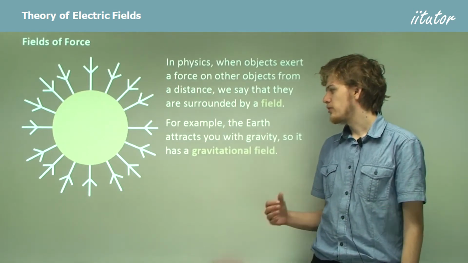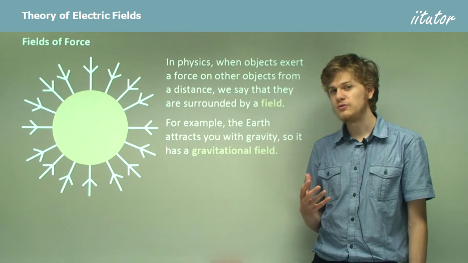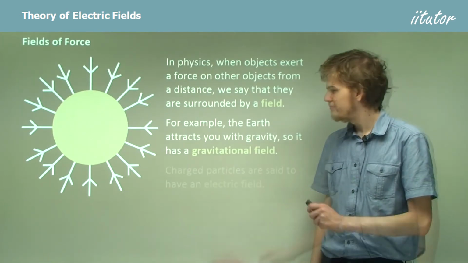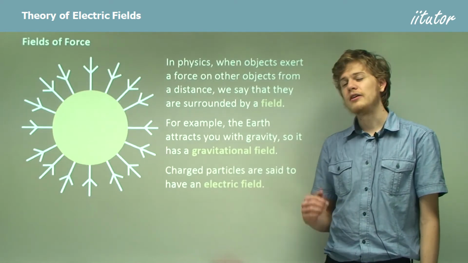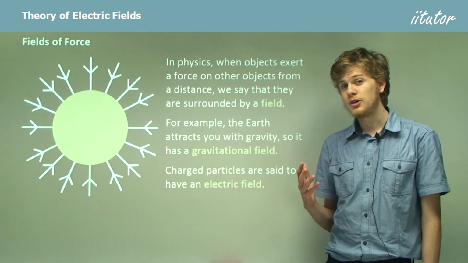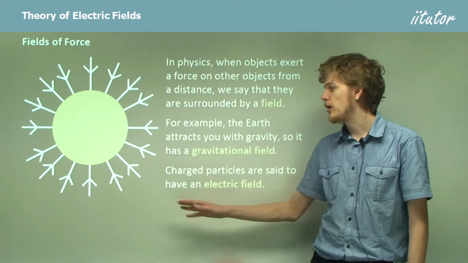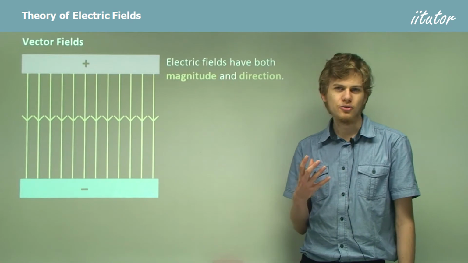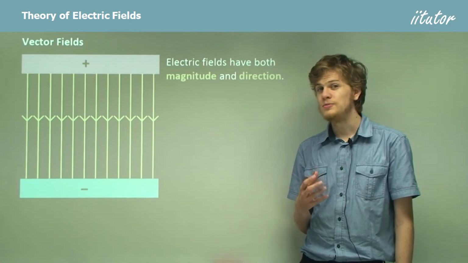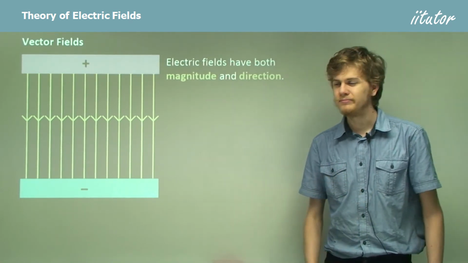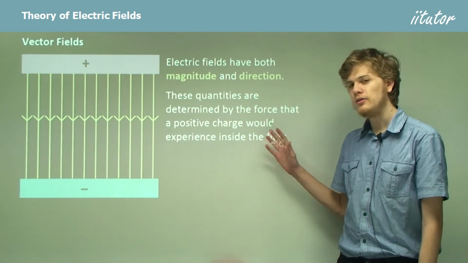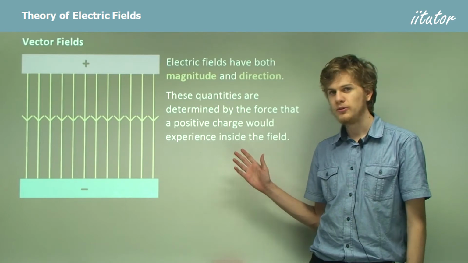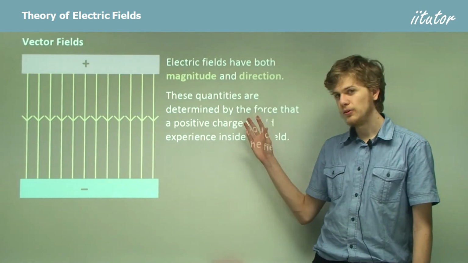So the Earth will attract us with gravity, so we say it has a gravitational field. The gravitational field happens to look something like this diagram. Charged particles are said to have an electric field, and there are some charged particles which will have an electric field that looks like this as well. Now, electric fields have both magnitude and direction, which means they're not a scalar. The quantities are determined by the force that a positive charge would experience inside the field. So we can call this a vector field.